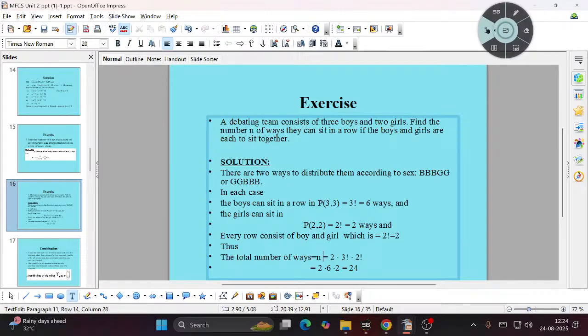So first case is if all the boys are sitting in a row, and first 3 boys sit, then 3 factorial ways. Already we used the formula, nPr is equal to n factorial by n minus r factorial, which is equal to 6 ways. And the girls can sit in P of 2 comma 2, which is 2 ways. And if they are sitting alternatively, the boy and the girl sit in how many ways? 1 boy and 1 girl, 2 ways, right? So this is 2. So the total number of ways is 2 into 3 factorial into 2, which is equal to 24 ways. If you put all of them, you will get 24 ways only. Is that clear? Shall we go to the next question?